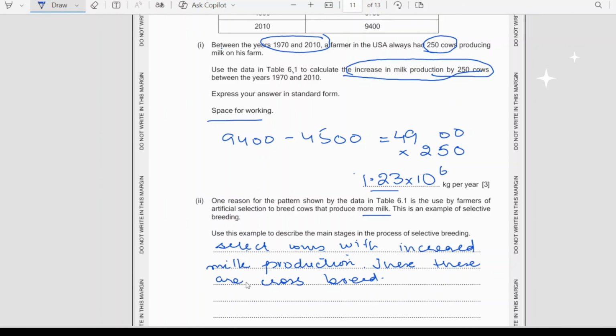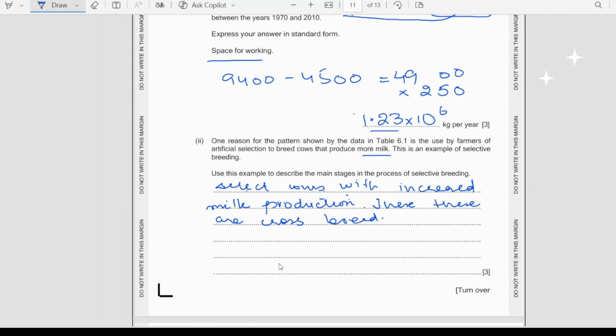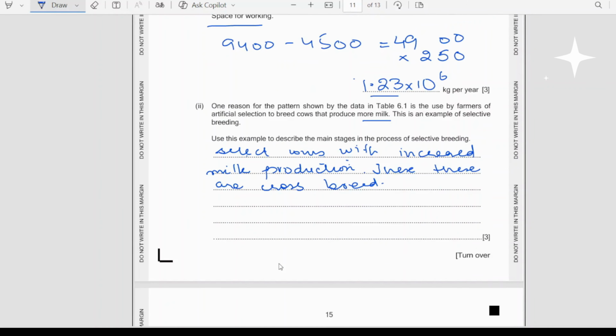Okay, good. Now a few words need correction. Number one, these cows are crossbred. Second word that you have missed, that the offspring produced by this crossbreeding would also be selected. We would select the offspring which have more milk production, because this is the first generation, and this interbreeding is repeated over several generations. That you have said, that was correct.